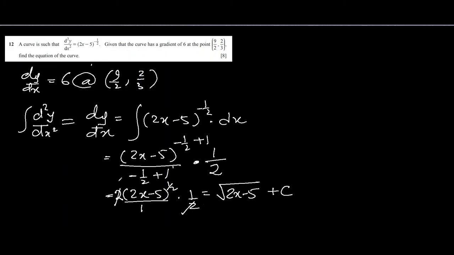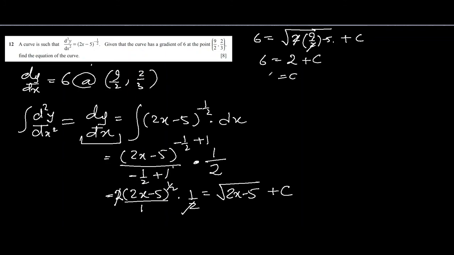And they have given us that dy over dx is actually 6 at x equals 9 over 2. So let's use this fact. 6 equals the square root of 2x minus 5, where x is 9 over 2, plus c. So this will give us c. The 2 and 2 cancel here. So 9 minus 5 is 4. The square root of 4 is 2. 6 equals 2 plus c. So c comes out to be 6 minus 2, which is 4. So dy over dx is equal to the square root of 2x minus 5 plus 4.